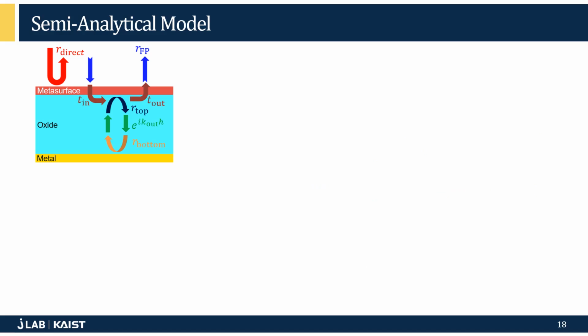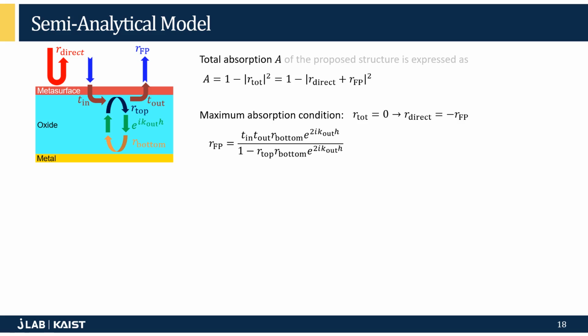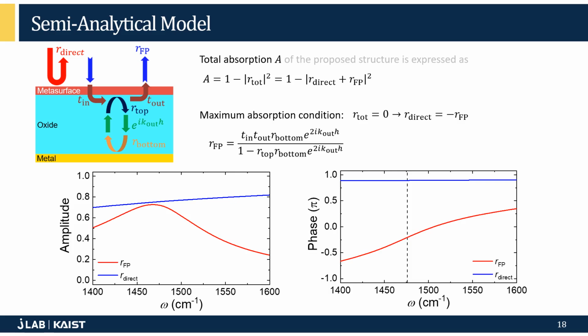To understand the dynamic behavior of our proposed structure, we construct a very simple but powerful model like this one. This is similar to the coupled mode theory, and here the metasurface is assumed to be a very simple thin film structure. And here the total absorption is given like this. So in conclusion, the total absorption is determined by the interference of the direct reflection from the metasurface and the Fabry-Perot transmission term. And if our model is correct, this Fabry-Perot term could be described by this simple equation.